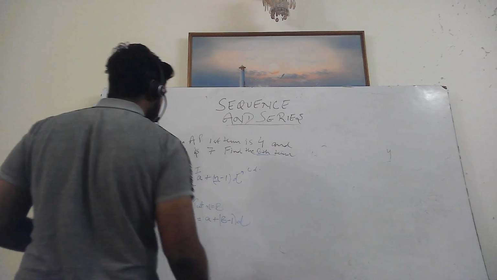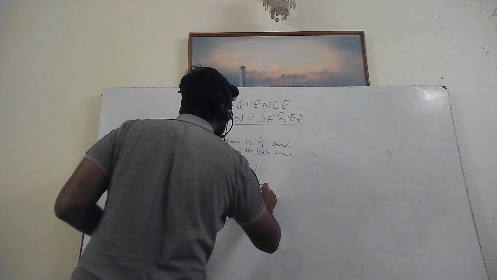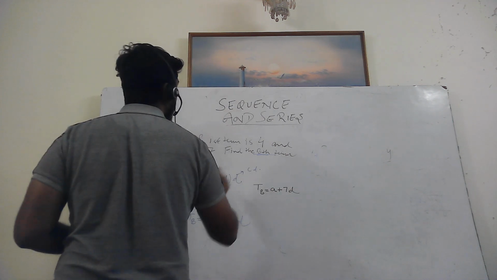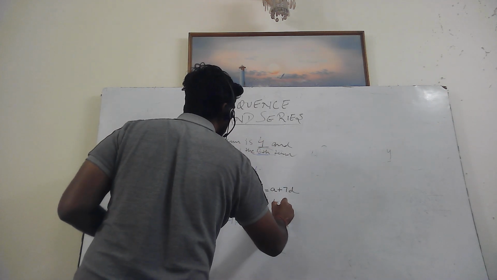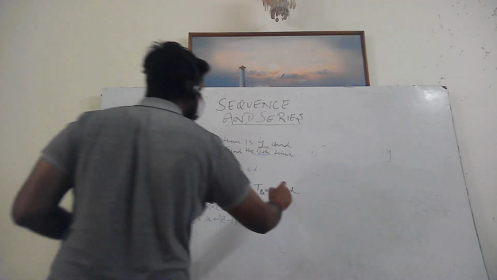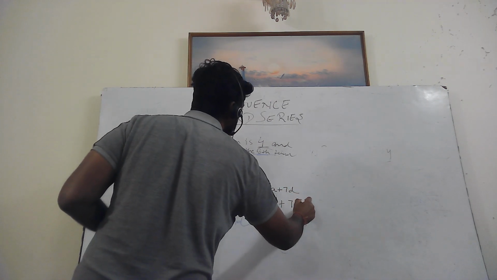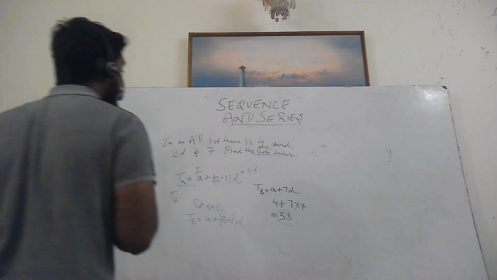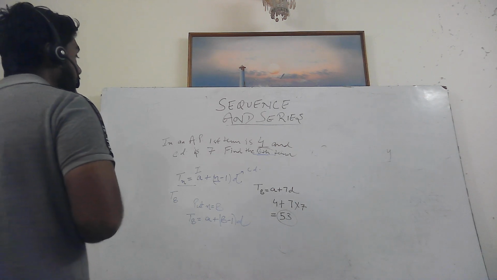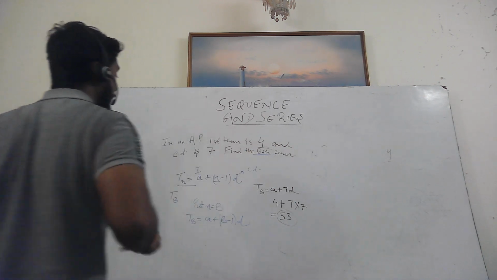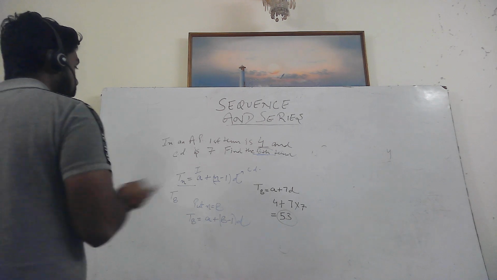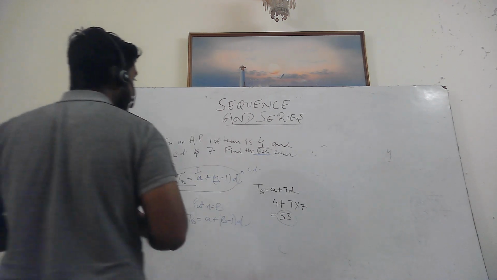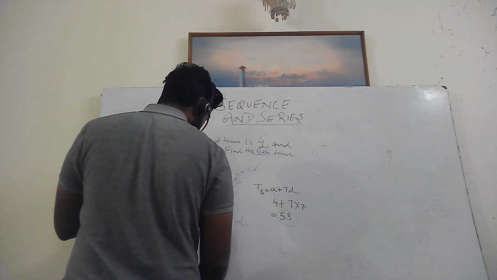So this becomes T8 is equal to A plus 7D. What is A here? 4. 4 plus 7 into common difference, which is again 7. So this becomes 53. So the eighth term of an AP in which the first term is 4 and the common difference is 7 is 53. Just using this general formula, very basic question. ठीक है, क्लियर है ये बात?